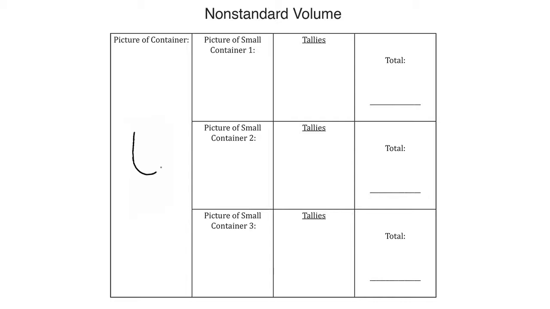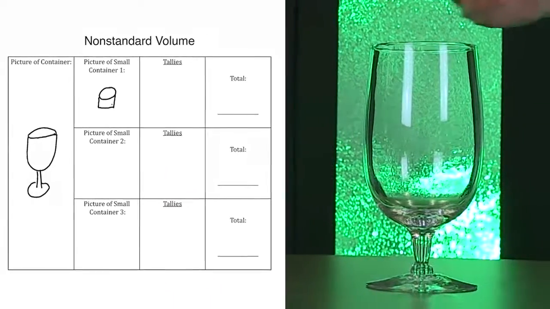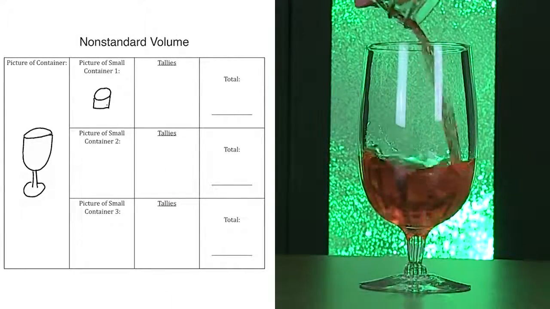First, draw a picture of the drinking glass, which is the container we are measuring. Next, draw a picture of the jam jar we are using to measure. Use tally marks to record how many jam jars of liquid will fill the glass.